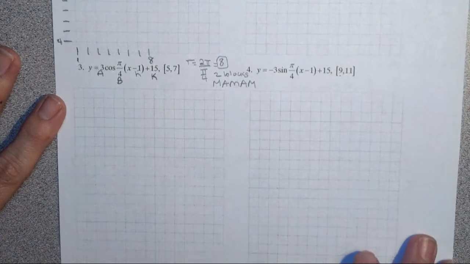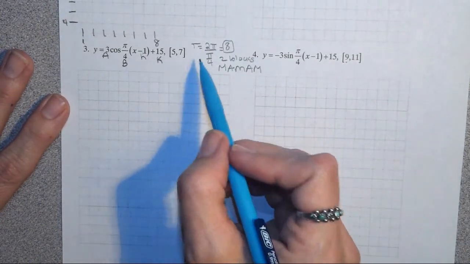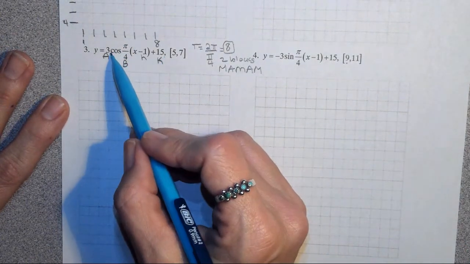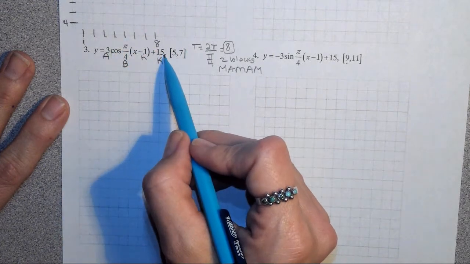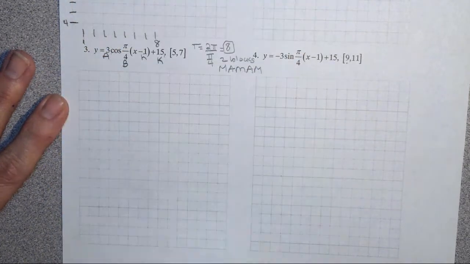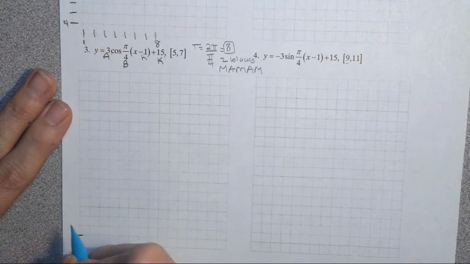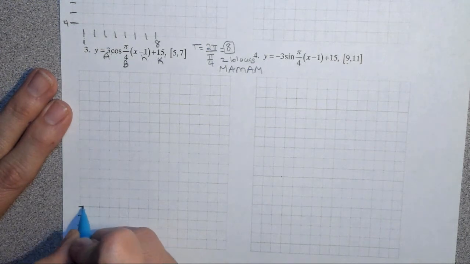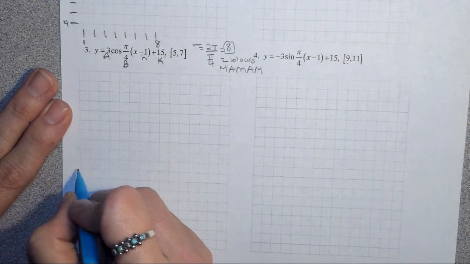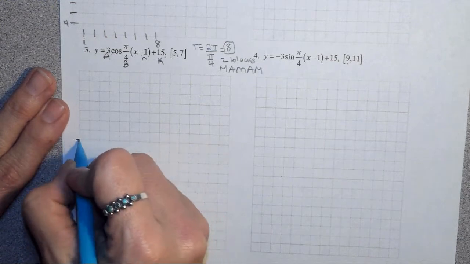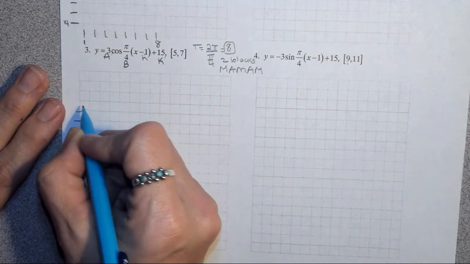So when I'm labeling my y-axis this time, I have to get up to 15. And I know I need to be 3 above it. 3 above 15 is 18, so this works out perfect. So I just start with 1, 2, 3, 4, 5, 6, 7, 8, 9, 10, 11, 12, 13, 14, 15.